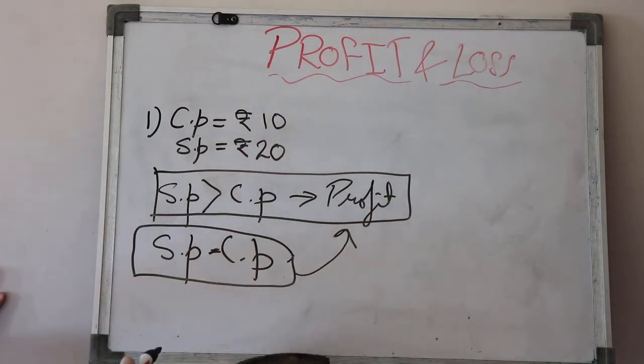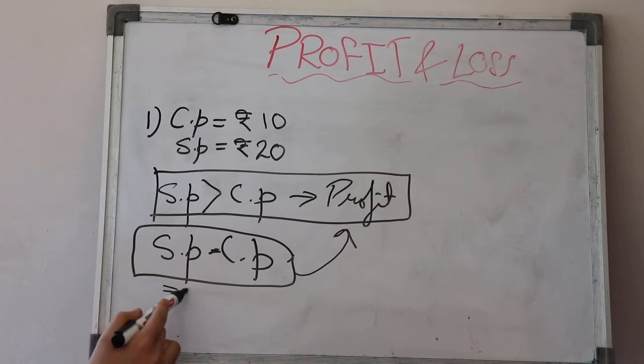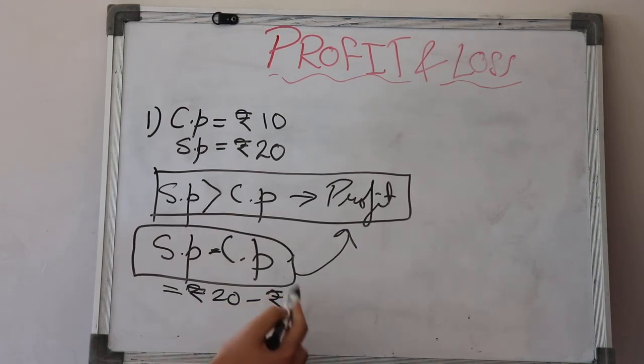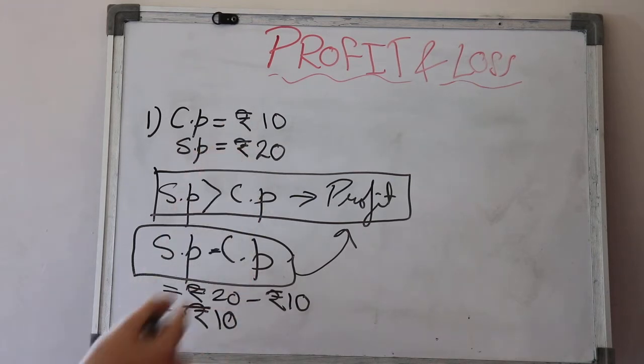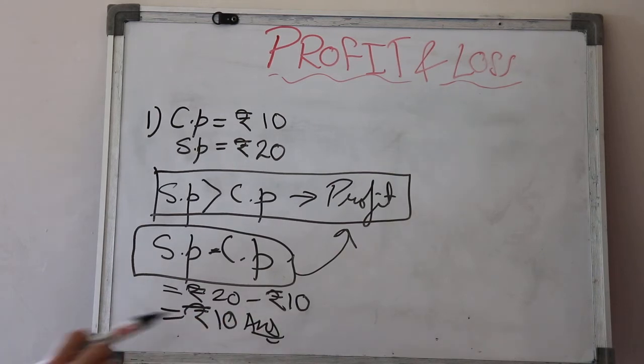So the selling price is rupees 20 and I'll subtract rupees 10 from it. 20 minus 10 is rupees 10. Or you can make a rough side and solve it. So I made a profit of rupees 10.